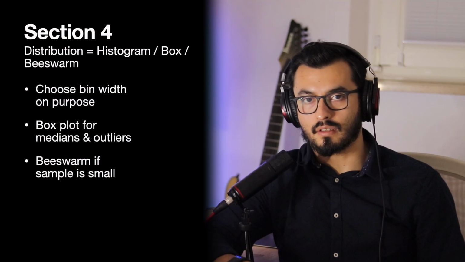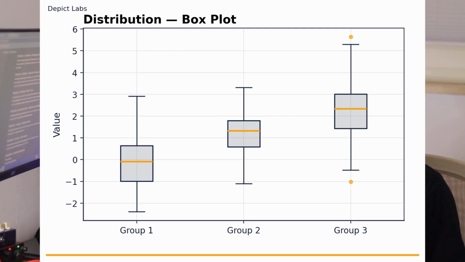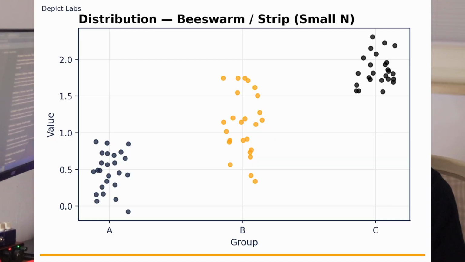Section 4. Distributions. Show the spread. Use a histogram to show shape. Pick bins with purpose, the wrong bins can lie. You can use a box plot for medians and outliers. This is fast and compact. If your sample is small, you can switch to a beeswarm so that every point is visible. If you are using a logarithmic scale, don't forget to say it on the screen. Never present a mean alone.